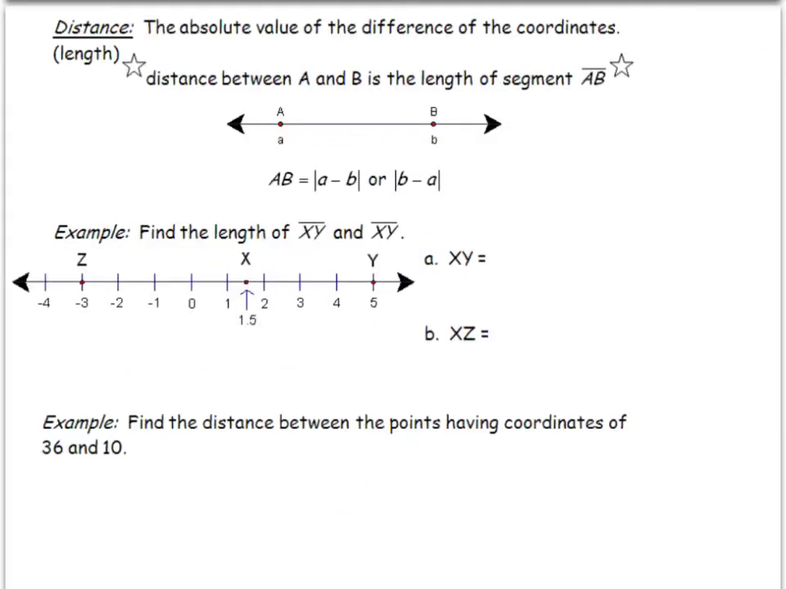The first main concept that we're going to talk about in this set of notes is distance. And what is distance? Well, it's the absolute value of the difference of the coordinates. Those keywords should click something in your brain from your previous math classes. Absolute value: when you take the absolute value of a quantity, you always get a positive value. Difference means subtraction. So we're going to subtract 2 values and take their absolute value. A key thing to remember is that length and distance mean the same thing. It is always positive.